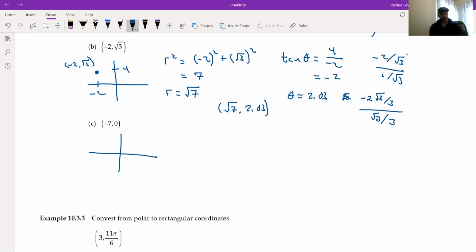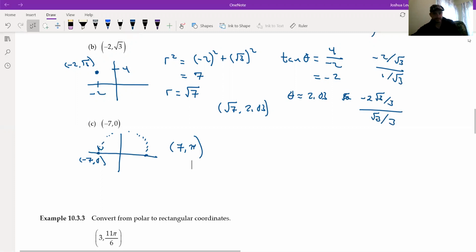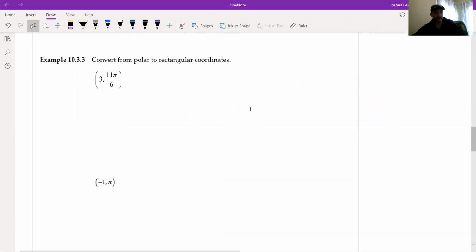So -7, 0. So we're on the x-axis, negative x-axis. And let's think about what this means. If I start with a positive radius, then that distance is 7. And then how far will I have rotated if I go to there? Well, that's right, pi. Okay? All right. Let's go the other way as well, right? Convert from polar to rectangular.